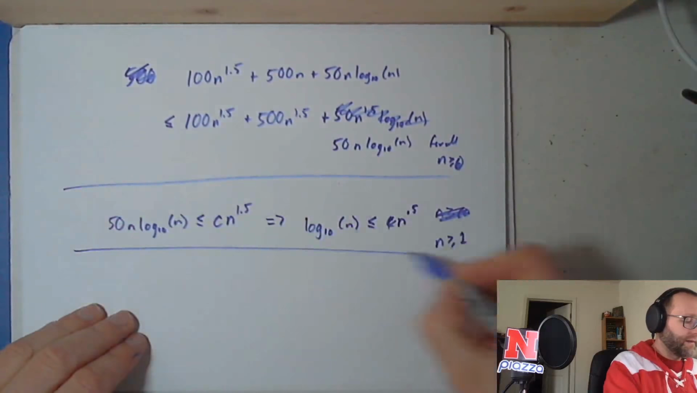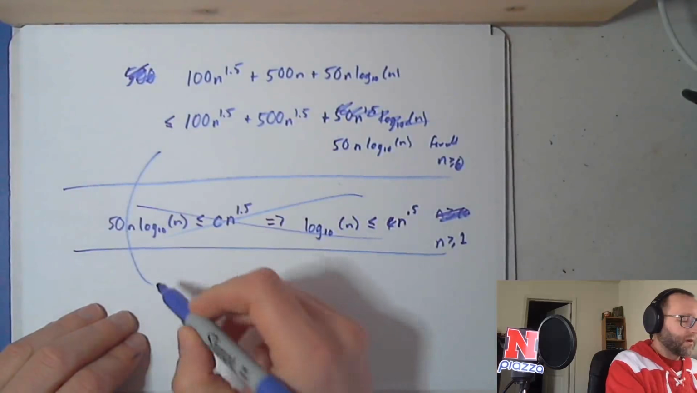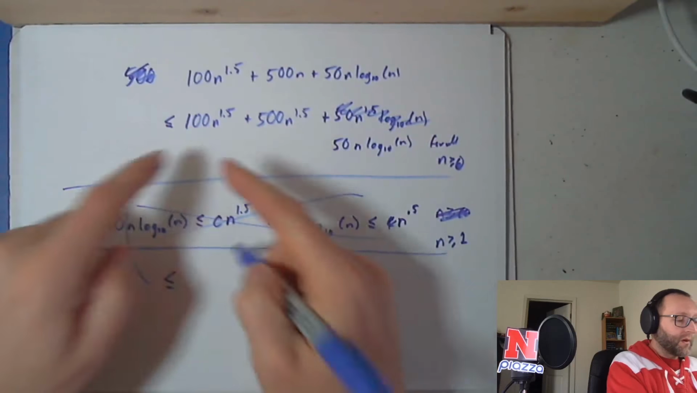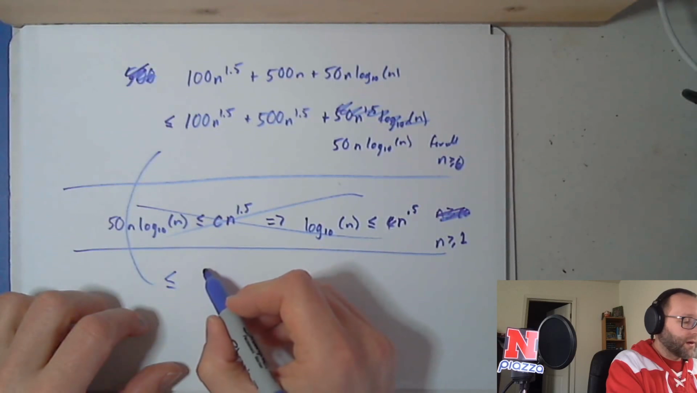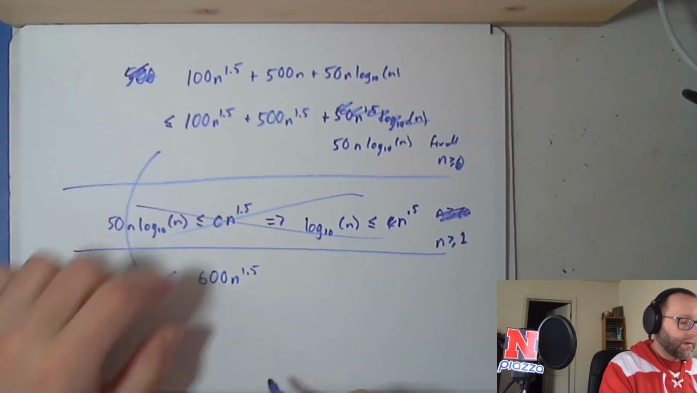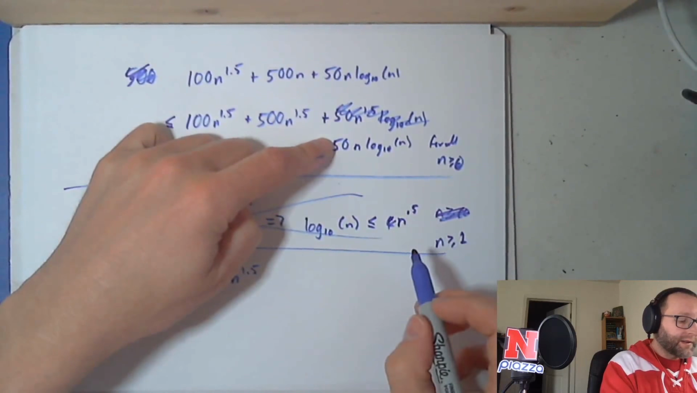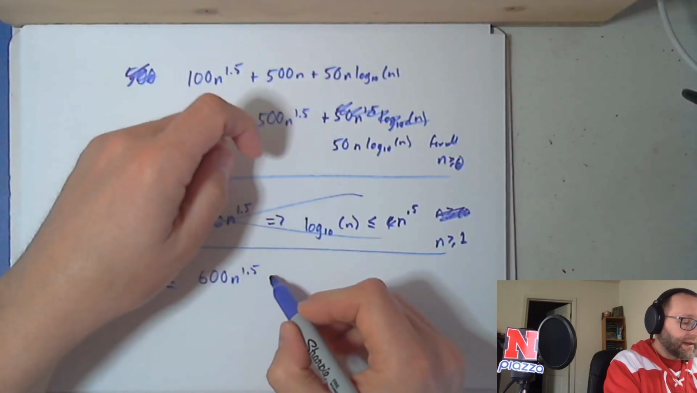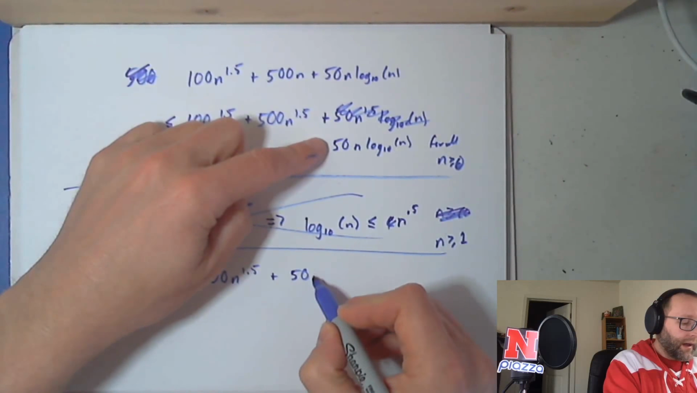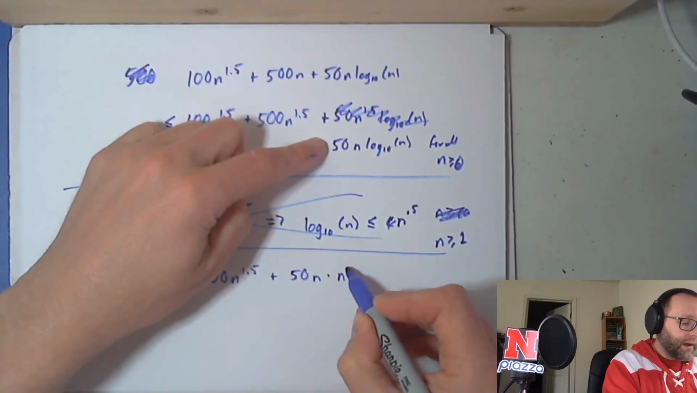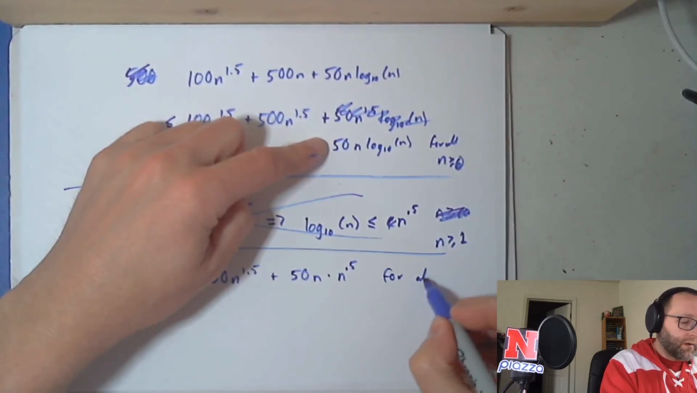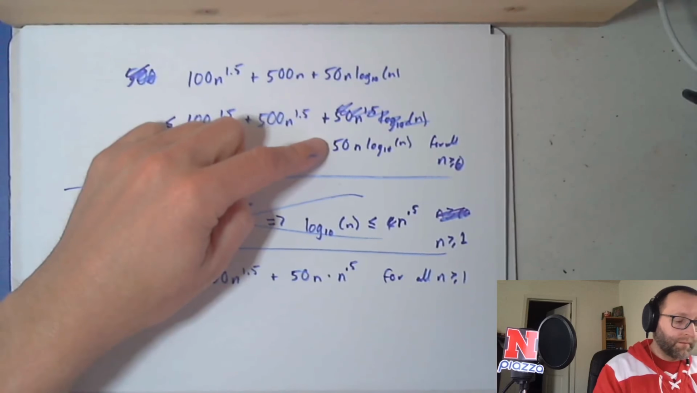Okay, that was our aside there. And we'll continue our inequality down here. Less than or equal to, now let me go ahead and combine those two into one term here, the 600 and the 1.5. And by this analysis down here, what I can say is that this is less than or equal to 50 n times n to the 0.5 for all n greater than or equal to 1.